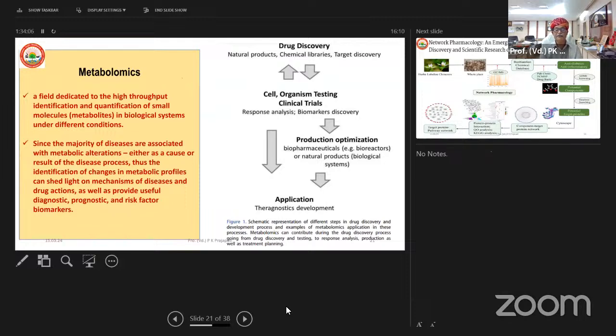Generally, a systematic representation of the different steps in the drug discovery and development process, and examples of metabolic implication in the process. Metabolomics can contribute during the drug discovery process, going from drug discovery and testing to response analysis, production, as well as treatment planning. So it is very important nowadays, and many modern pharmaceuticals are focusing on this particular aspect, and they are going to develop from the natural to the synthesized product.